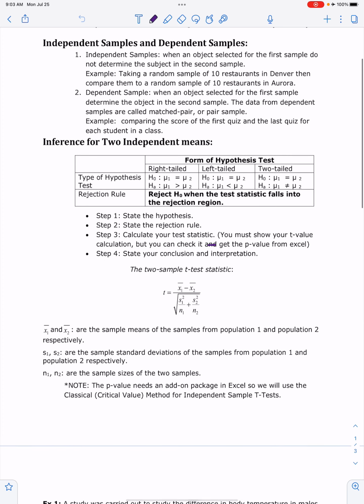But we are going to ignore this part. Obviously, I forgot to take that out when I updated the notes. And then we're going to state our conclusion and interpret that.